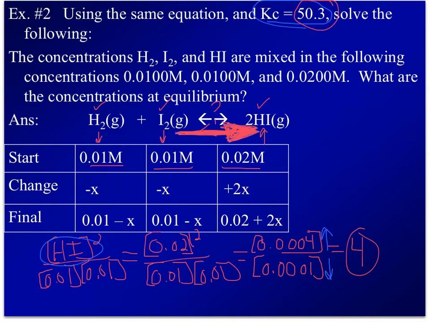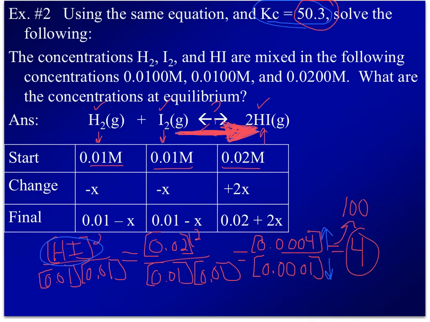Okay. So if Q were larger, let's say, for example, it was 100. Okay. This value ended up being 100. Well, what would happen is we would need to decrease it until we get to the equilibrium constant, 50.3. Okay. So we'd do just the opposite. It would shift the entire thing to the left.